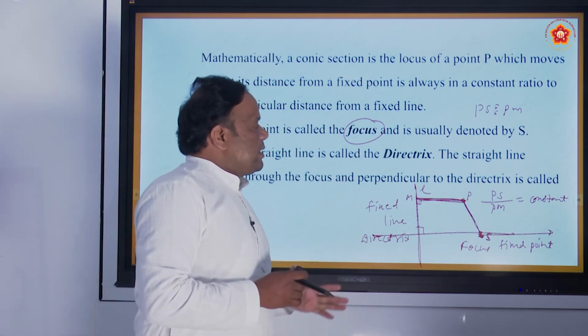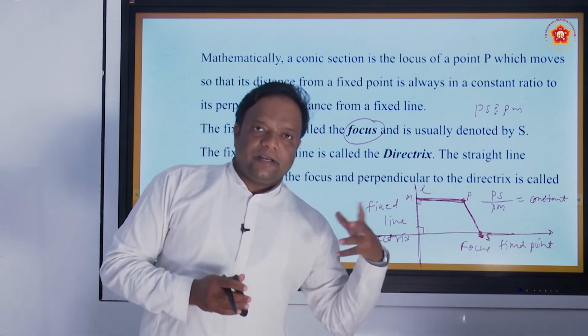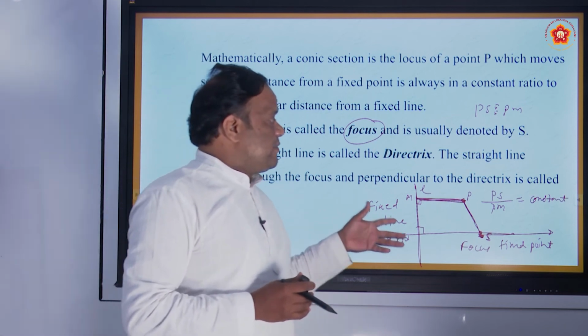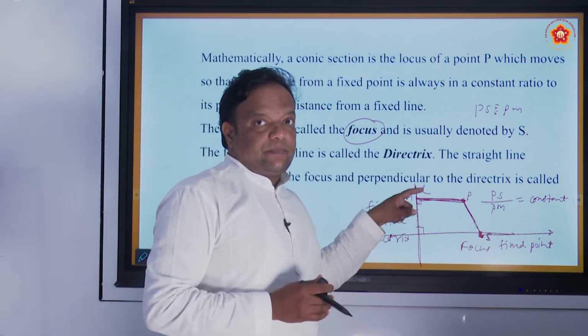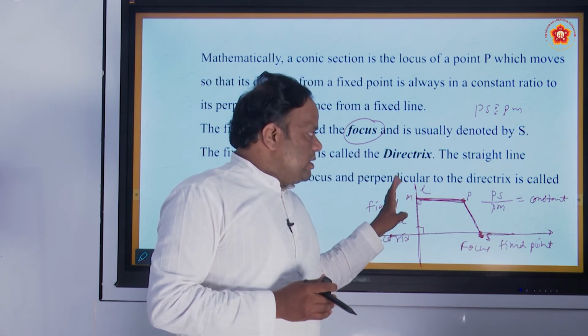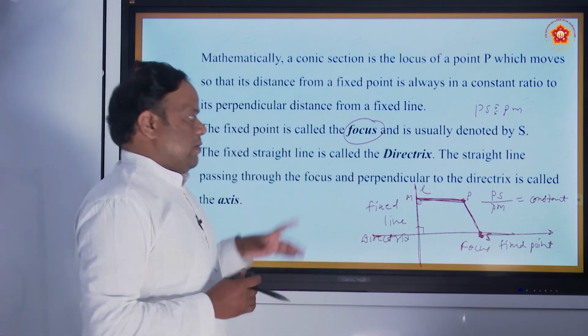So this is a very important definition. Just remember it, and you draw the figure. We need a proper definition so we can understand it. Take P as the locus point, that is the moving point, such that PS by PM is equal to some constant. That is a conic section.